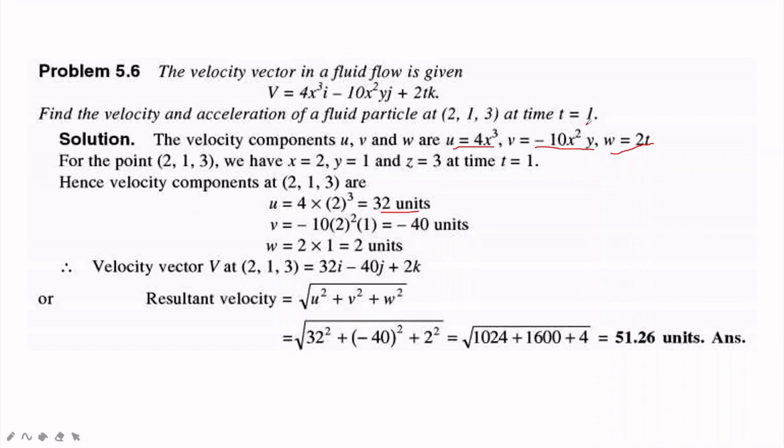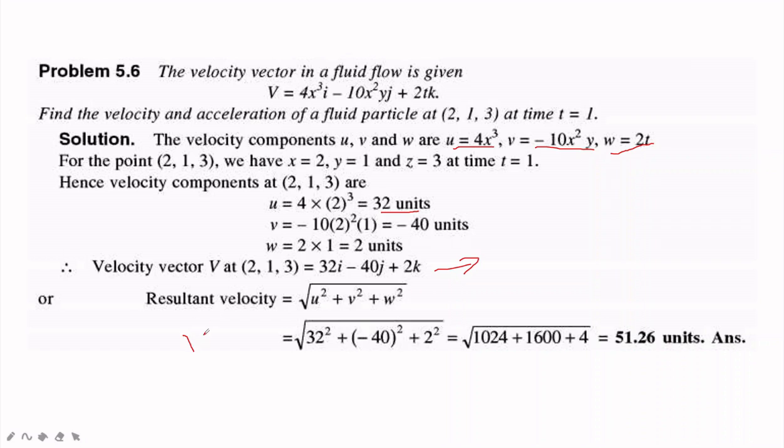V is equal to what? Minus 10x square into y. So minus 10 into 2 square into y. In the place of x we put the value 2, in the place of y we put the value 1, and in the place of z we put the value 3. So w is 2t, and t is 1, so 2 into 1, 2 units. So the velocity vector at 2, 1, 3 is 32i minus 40j plus 2k.